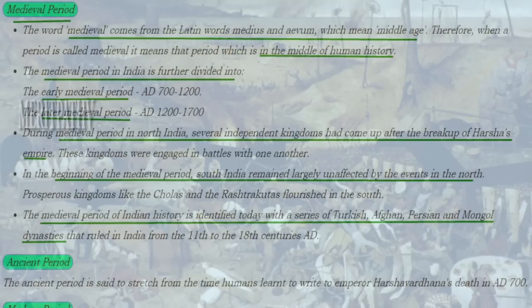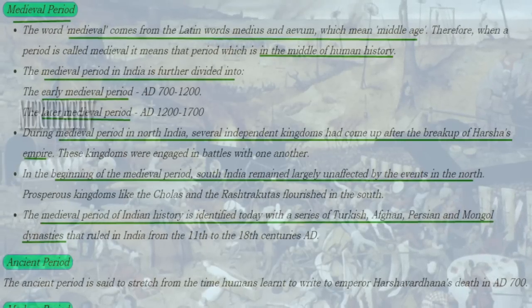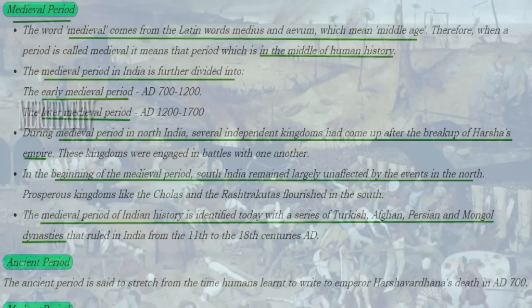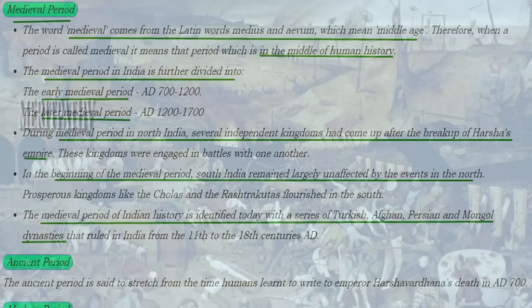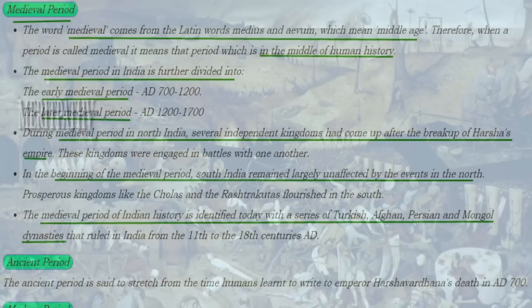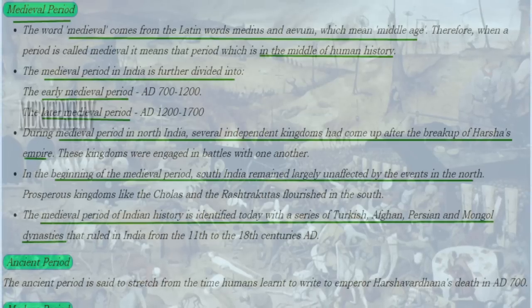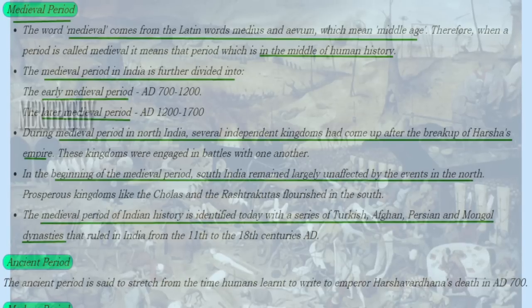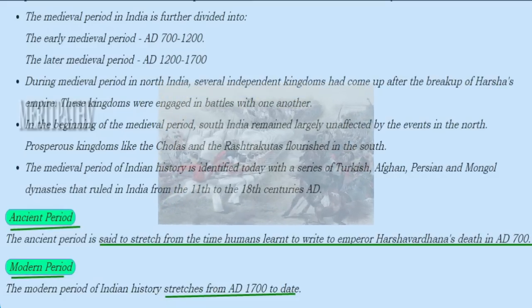During the medieval period in North India, several independent kingdoms came up after the breakup of Harsha's empire, and these kingdoms were engaged in battles with one another. But at the beginning of the medieval period, South India remained unaffected by the events of the north. Prosperous kingdoms such as the Cholas and Rashtrakutas flourished in the southern part. The medieval period of Indian history is identified today with a series of Turkish, Afghan, Persian and Mongolian dynasties which ruled India.